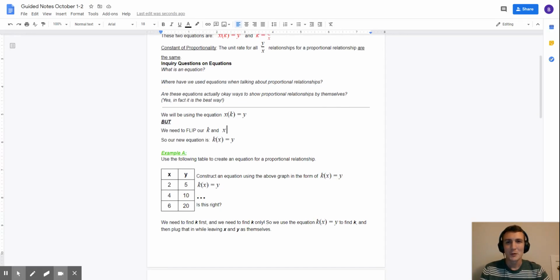Now, we will be using the equation x times k equals y, but we're not going to use that exact equation. I'm saying this again because it is that important. It is so important. I will explain it in a second, but we need to flip x and k, guys. We're not using x times k equals y for equations. We're going to change it, and it's going to be k times x equals y. With multiplication, order doesn't matter.